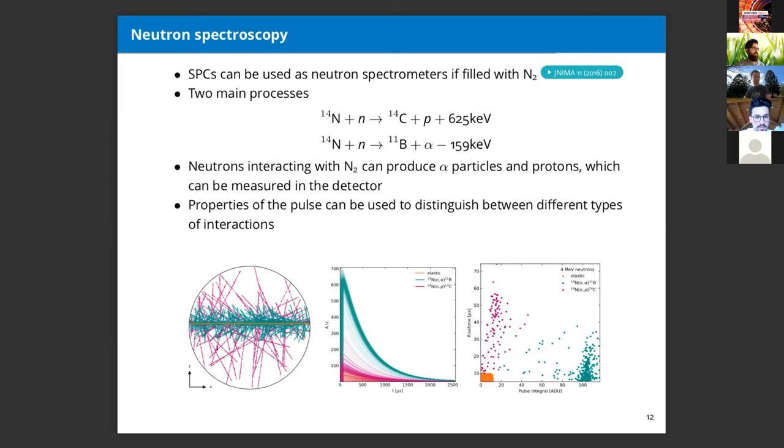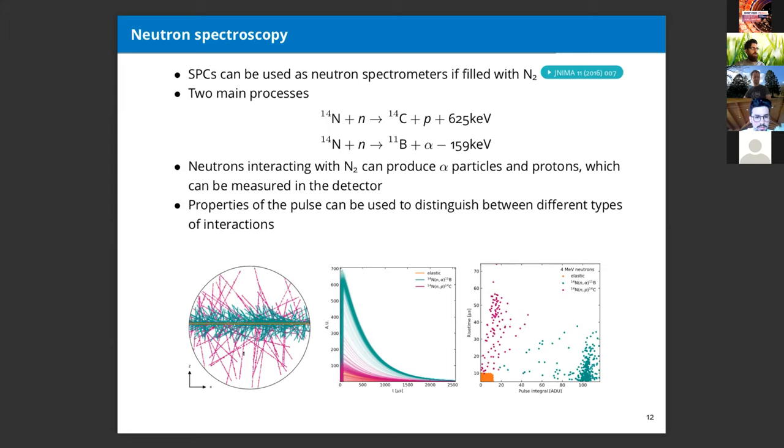So if you see at the bottom here, this is kind of a walkthrough of what's happening. On the left plot here, we have many events overlaid. Each event typically just has a single track in. Here we have a neutron beam coming in from the right, traveling along this orange line. These teal colored lines are the tracks left by alpha particles, which tend to be very short. And the pink lines are tracks left by protons, which tend to be much longer.